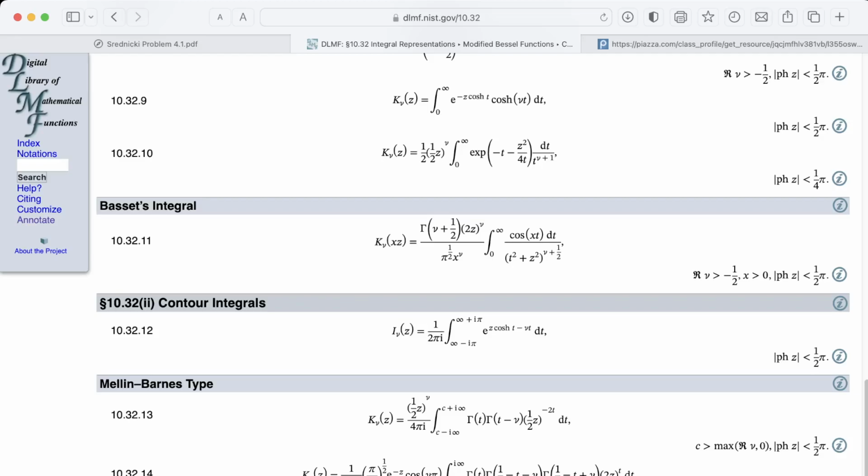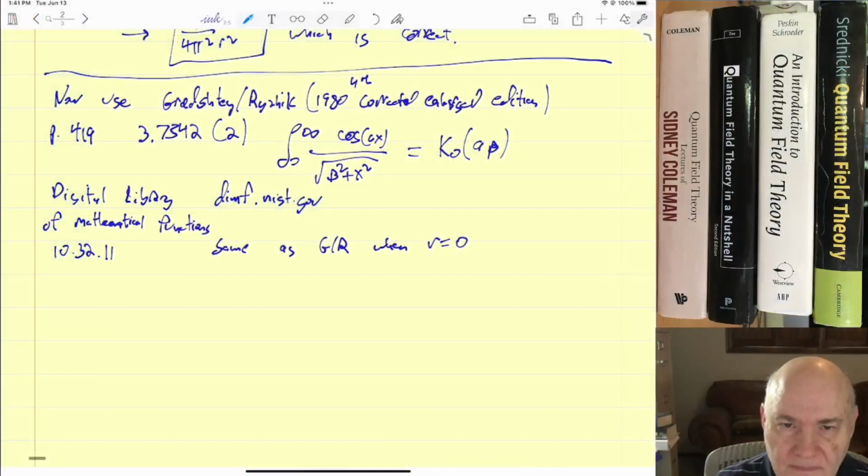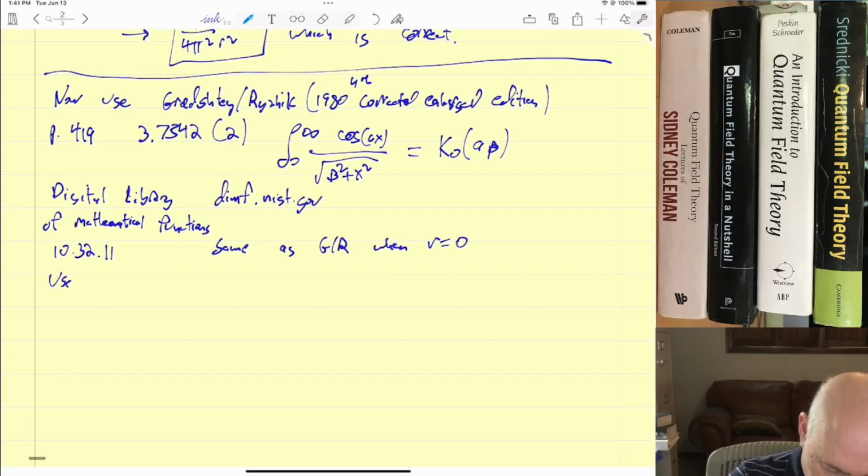Okay. Now taking this formula, what you can do is use Feynman's trick, differentiate with respect to a parameter.